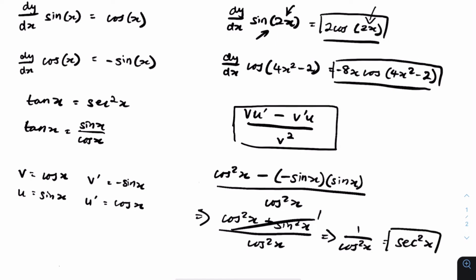And don't worry if you don't really understand what secant is at the moment. I'll explain it later in the trigonometry section, or the trigonometric identity section rather. So yeah, that's tan x. Now what we'll move to is e to the power of x and ln x.